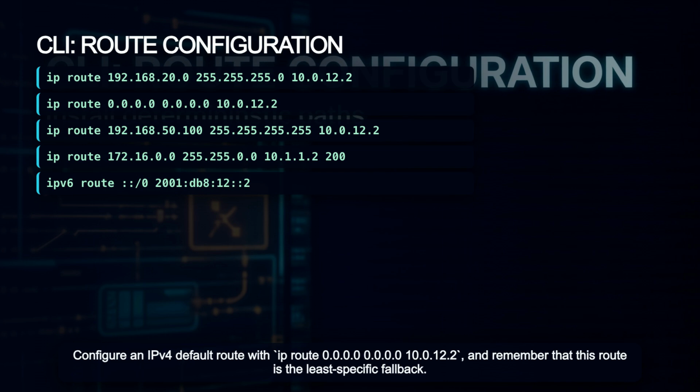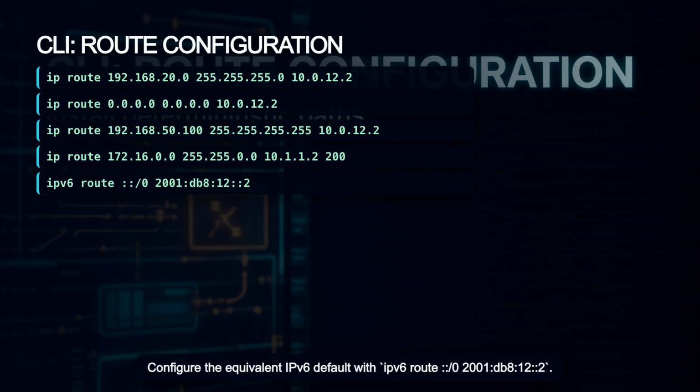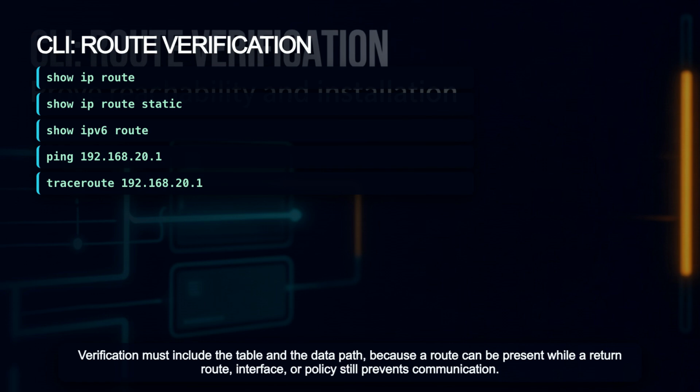Configure an IPv4 default route with ip route 0.0.0.0 0.0.0.0 10.0.12.2. And remember that this route is the least specific fallback. Configure the equivalent IPv6 default with ipv6 route ::/0 2001:db8:12::2. Verification must include the table and the data path, because a route can be present while a return route, interface, or policy still prevents communication.